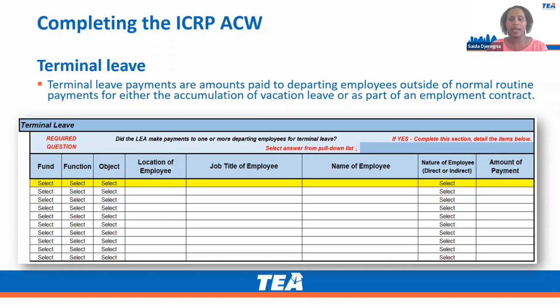If the answer is yes, then you complete the section by providing the requested expenditure for each employee by providing the fund, function, and object from which the payment was made, and the location, job title, and name of the employee. Also, you select from the pull-down the direct or indirect nature of the employee, and finally, you'll enter the amount. Most districts do not have terminal leave because most do not provide formal vacation leave. So we usually do not see an amount entered here.